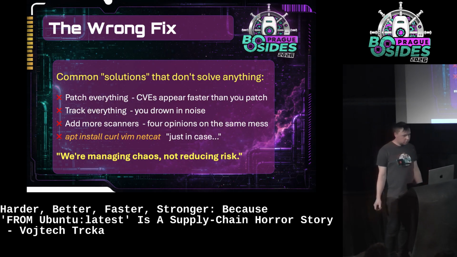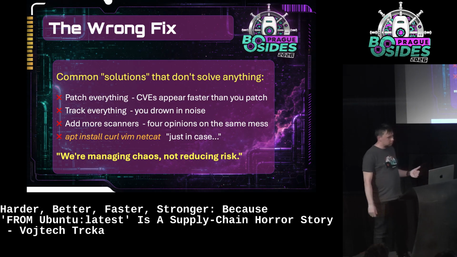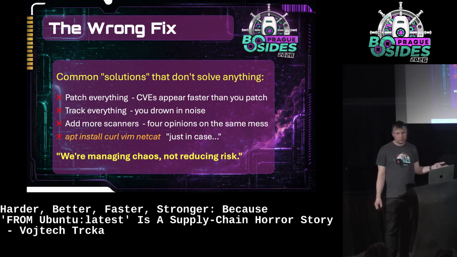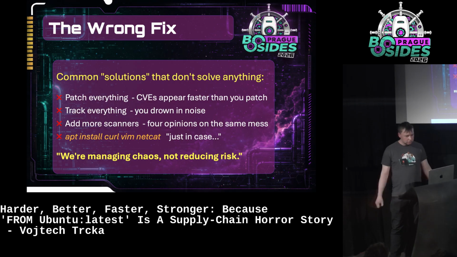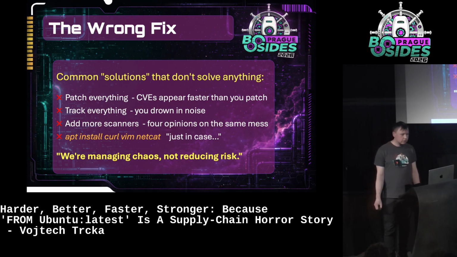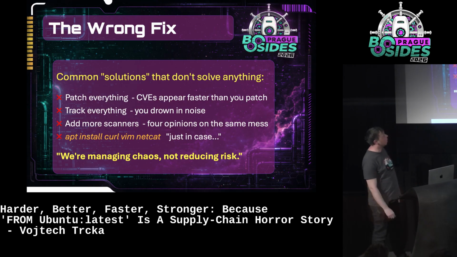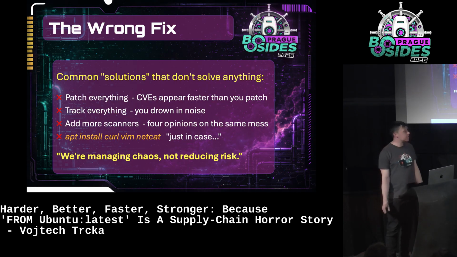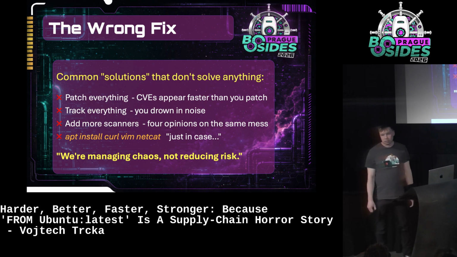The usual approach is patch everything, track everything, and add more scanners. What is the result? More bugs, more spreadsheets sorted by maybe critical, more dashboards, but still no fix. And then someone puts into the Dockerfile apt install curl vim netcat and some others, just in case. That's not hardening, that is a gift basket for the attacker.